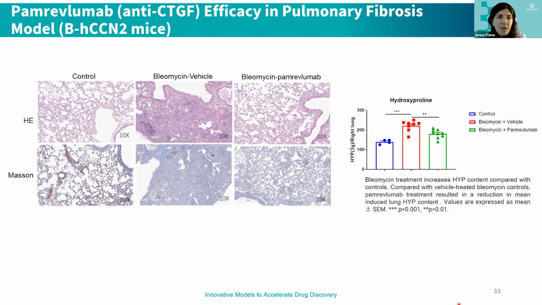Upon histologic examination of these mice, disruption of the lung architecture with bleomycin treatment is significantly improved with pamrevlumab treatment. Similarly, hydroxyproline measurements, which again serve as a method for fibrosis quantitation, are also reduced in the antibody treated group compared to bleomycin alone. So together, these data indicate that the fibrosis model was successfully established and that other test articles could similarly be evaluated.